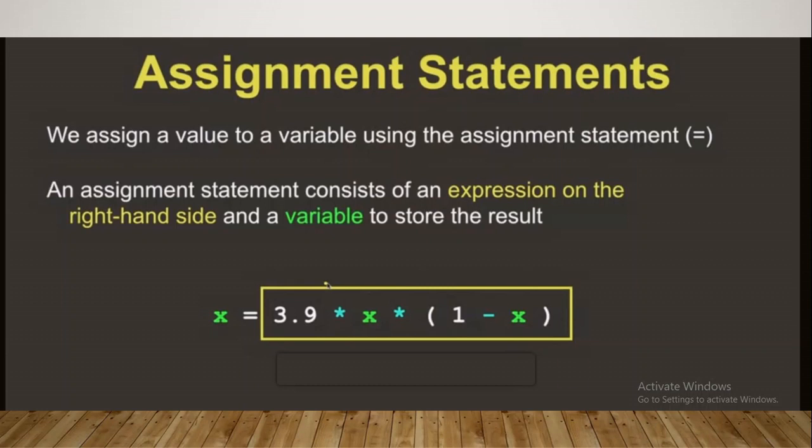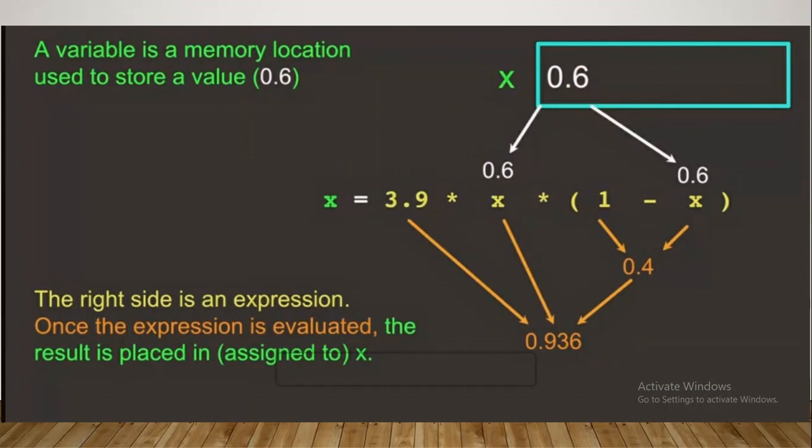So let's get into the next thing. A variable is a memory location used to store a value. We know that. Here we have an example, x = 0.6. So x is assigned the value 0.6 in this example. When x is allocated the value 0.6 in the memory location, a space is created that is named x and it is assigned the 0.6 value.